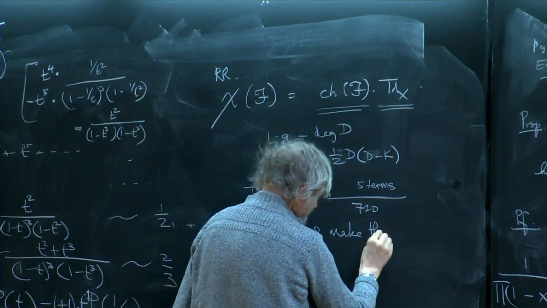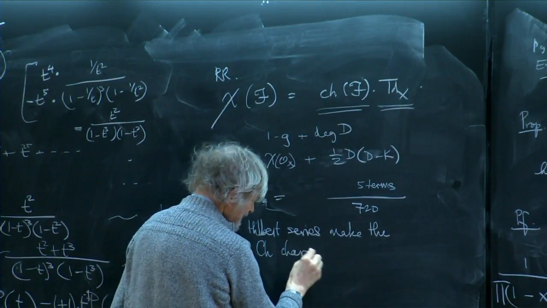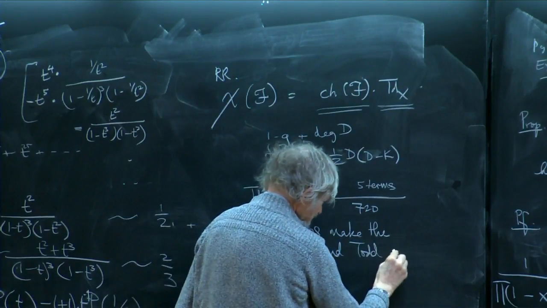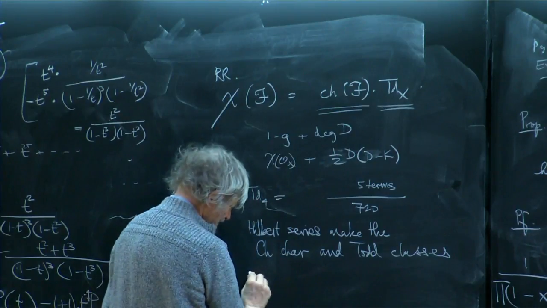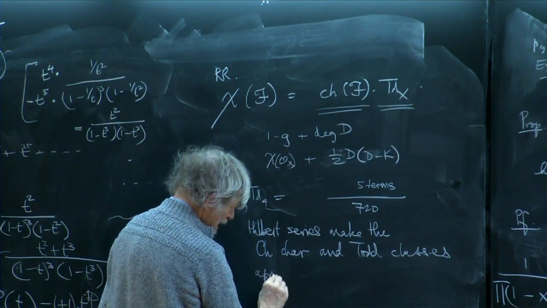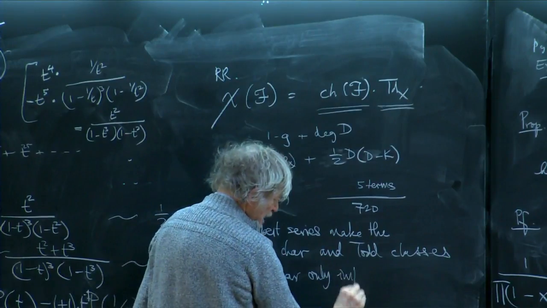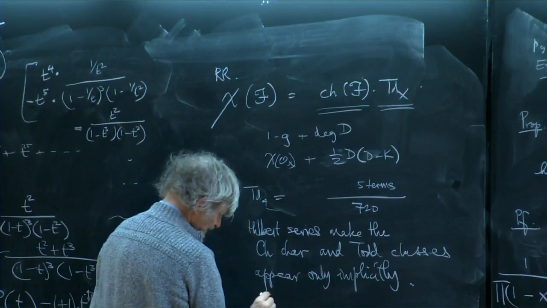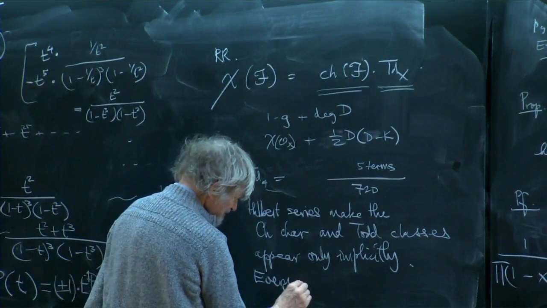The Chern character and Todd classes, they go away or they appear only implicitly. And also, everything is integral.